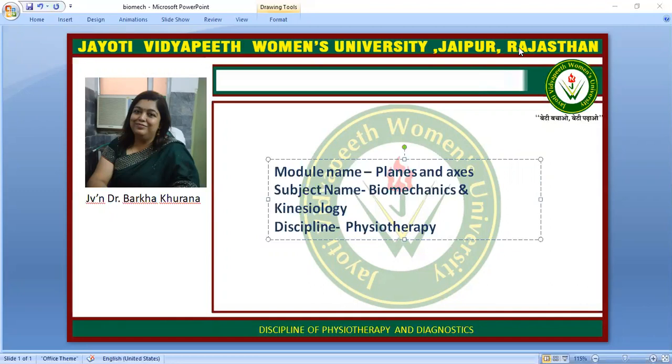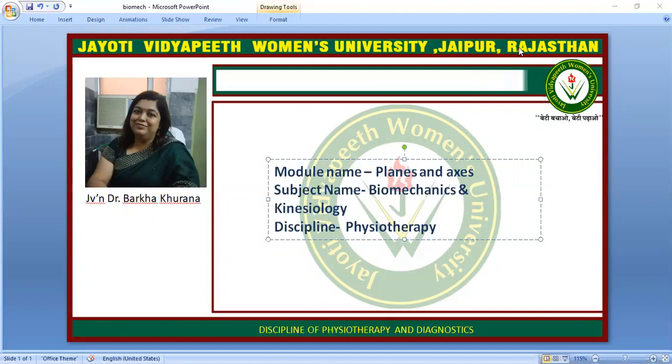Third is the transverse or horizontal plane, which passes through the body horizontally and divides the body into top and bottom parts. The rotation occurs in this plane. Now the point where the 3 cardinal planes meet is the center of gravity. The center of gravity is present somewhere in the vicinity of the S2 vertebra.